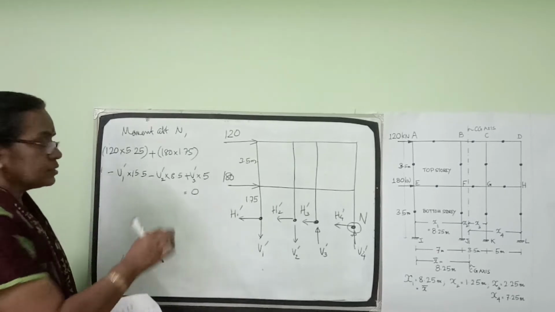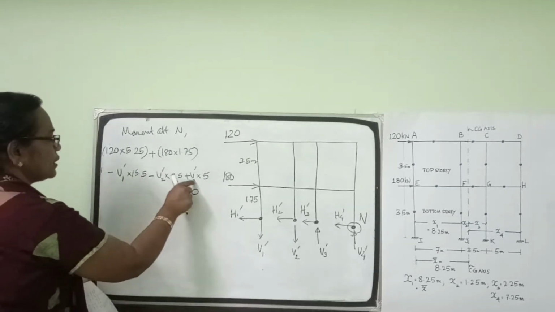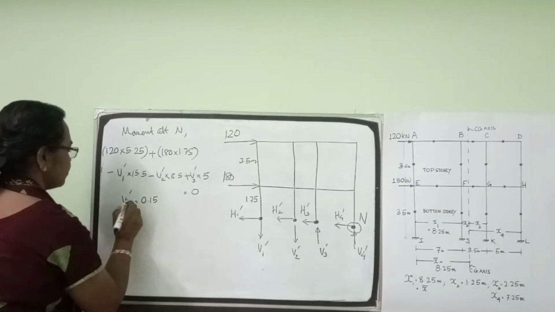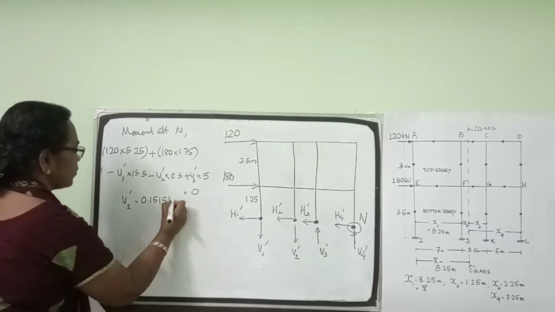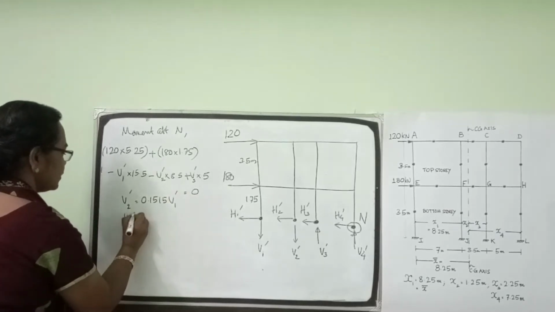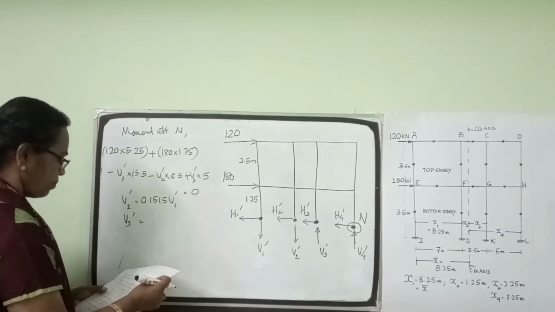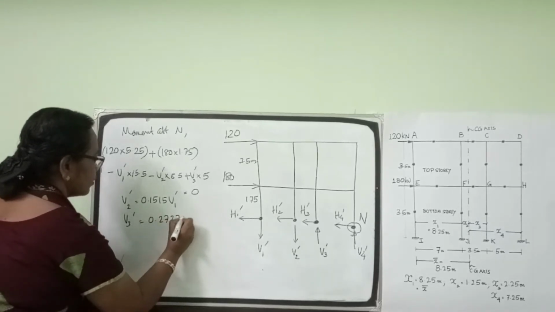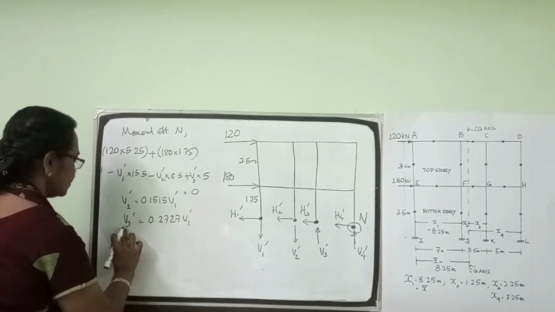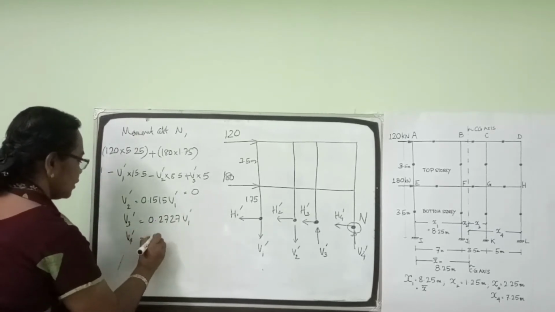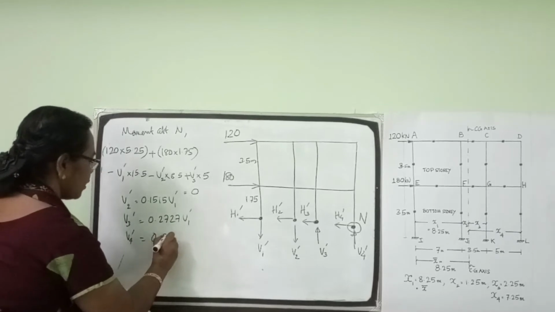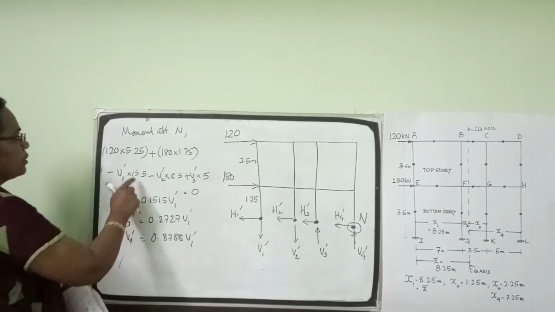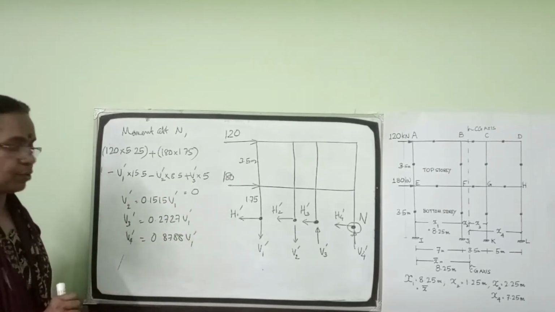As earlier, substitute for V2 dash, V3 dash and V4 dash in terms of V1 dash: V2 dash is 0.1515 V1 dash, V3 dash is 0.2727 V1 dash, V4 dash is 0.8788 V1 dash. Substituting for V2 dash and V3 dash in this equation in terms of V1 dash, we get the answers.